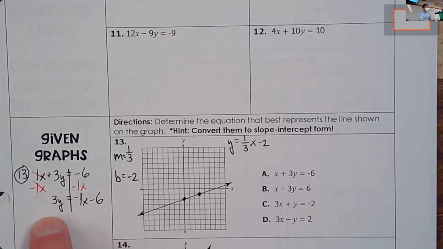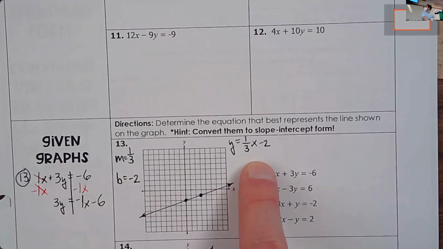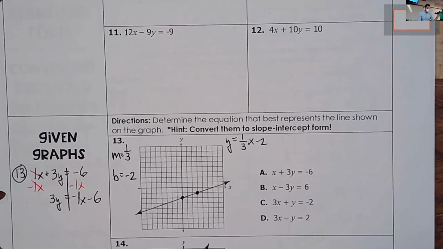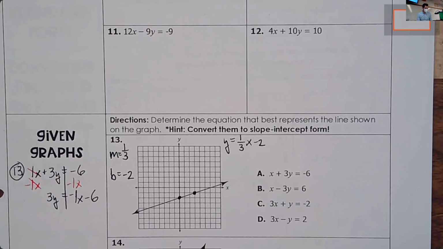That's a +3. If we divided everything by 3, that would give us a slope of -1/3. But that's not what we want. We want a slope of +1/3. So we can say right away, okay, this ain't it. Move on. B. All right. Actually, let's take a look here. Yeah, let's do B real quick.